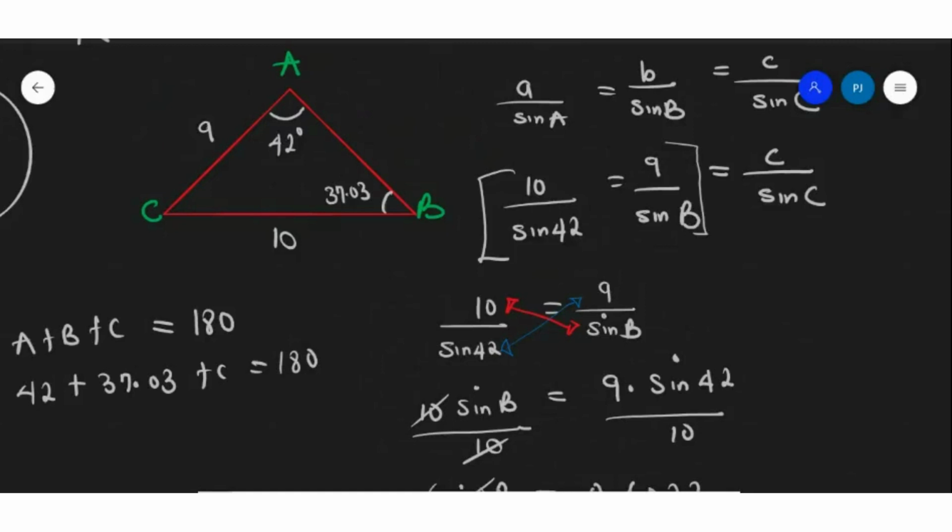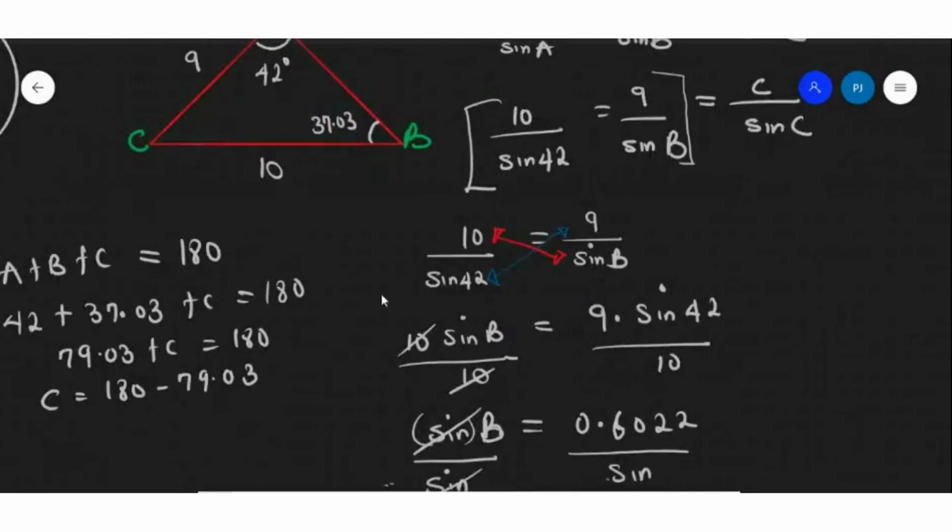So I'll just go ahead and sum it up. 42 plus 37.03 will be 79.03, plus C is equal to 180 degrees. So what is C? C is equal to 180 minus 79.03. So 180 minus our answer should give us 100.97 degrees. So C should be equal to, remember it's a capital letter C, a big C, 100.97 degrees. And this is the value for C.